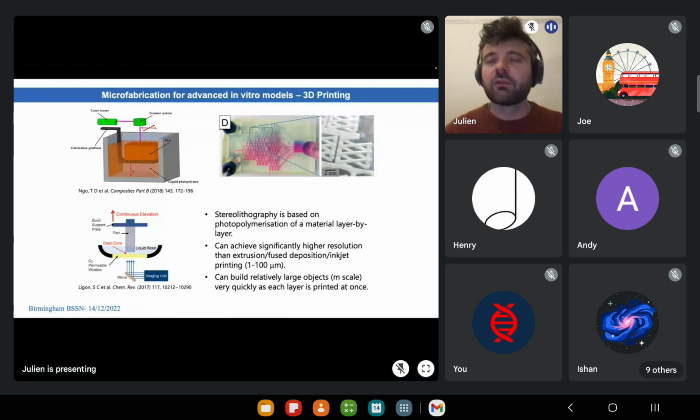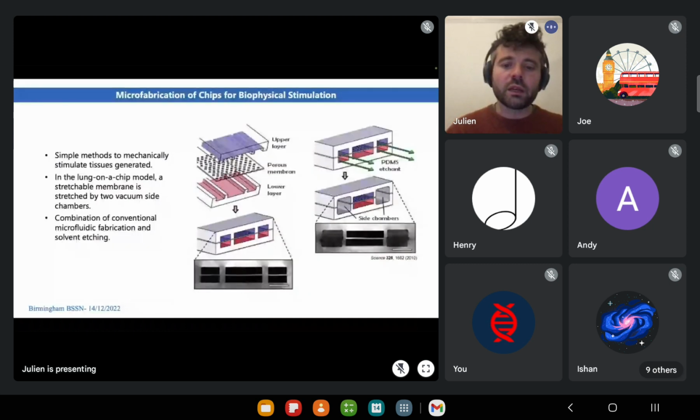And the advantage is that we can really build 3D architecture, whereas in the case of photolithography, it's only possible to build relatively simple 3D structures, just a few layers that are assembled together. Using 3D printing, it's now possible to generate much more complex architectures.